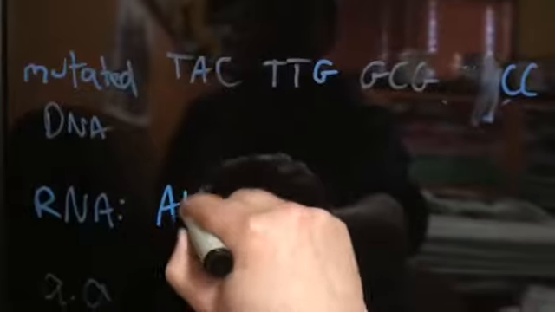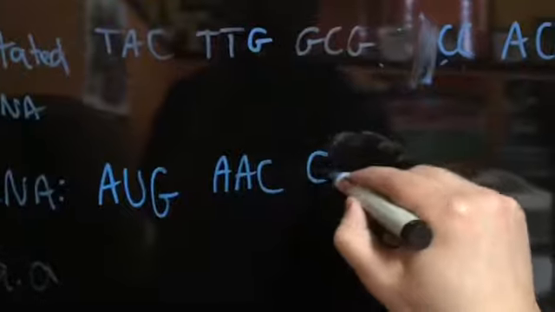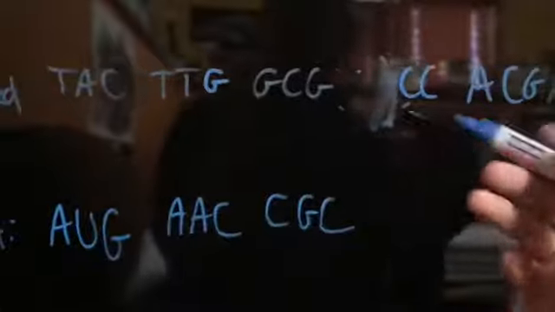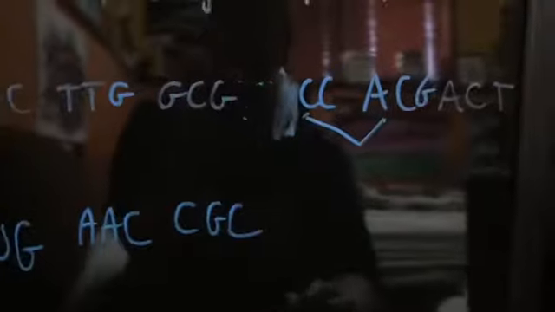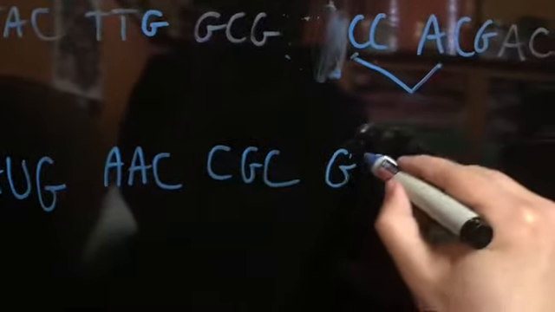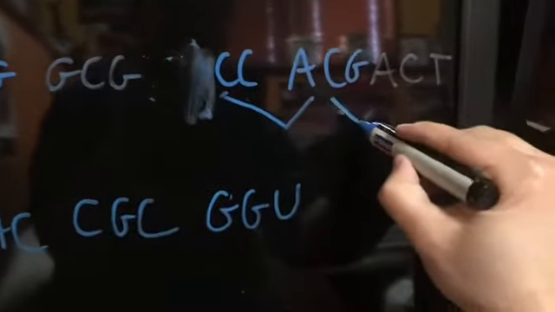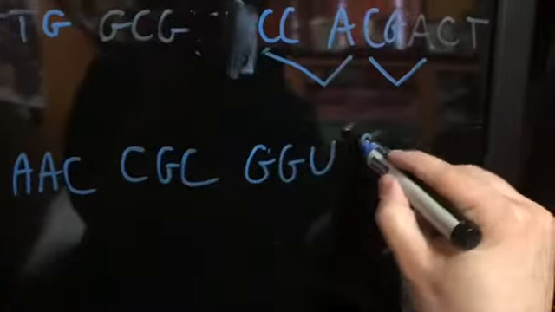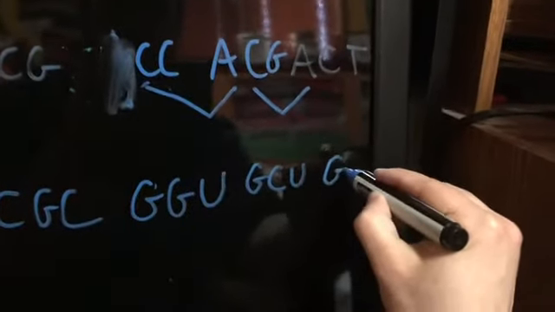So TAC is AUG, TTG is AAC, GCG is CGC. But now remember, it always reads it in groups of 3. So our new group of 3 is CCA. So that would become GGU. Then our next one would be CGA. So that becomes GCU. And then we still have this CT left over. So that would be G and A. But that's not enough to make a codon.